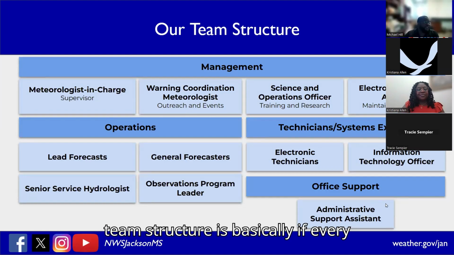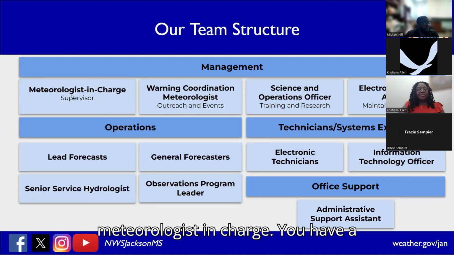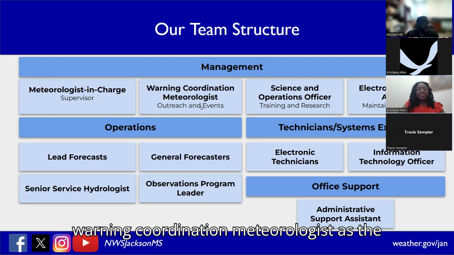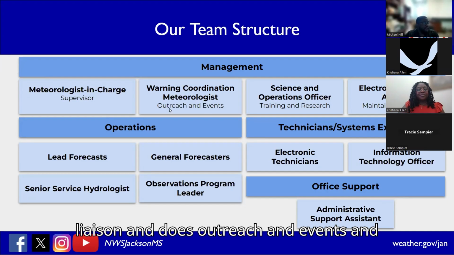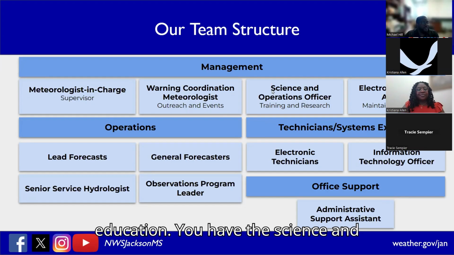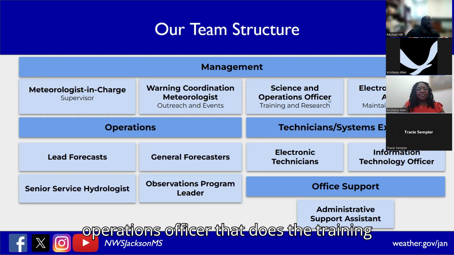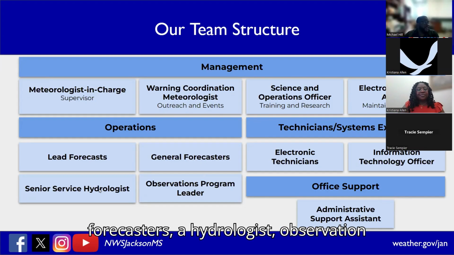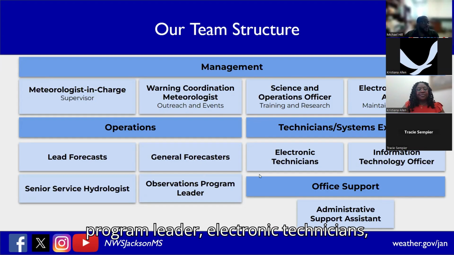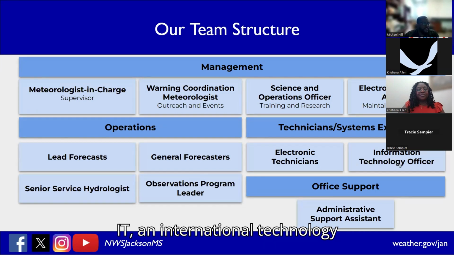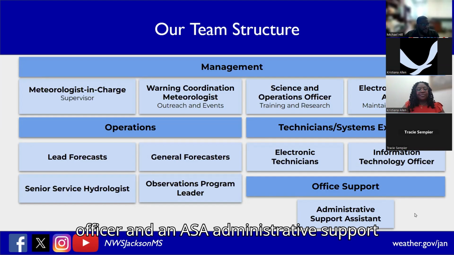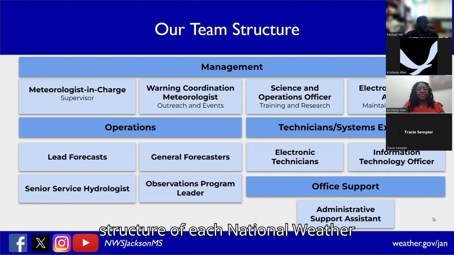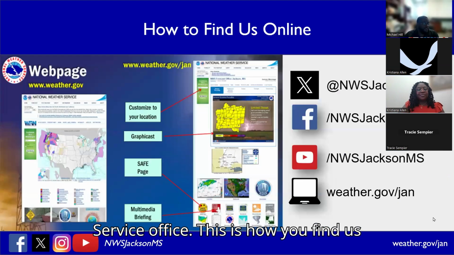Our team structure is basically the same in every office. You have a meteorologist in charge. You have a warning coordination meteorologist, who is the liaison and does outreach, events, and education. You have the science and operations officer, who does the training and research. You have an ESA that maintains the equipment. We have lead forecasters, general forecasters, a hydrologist, an observation program leader, electronic technicians, IT, an information technology officer, and an ASA, administrative support assistant. That is the whole structure of each National Weather Service office.